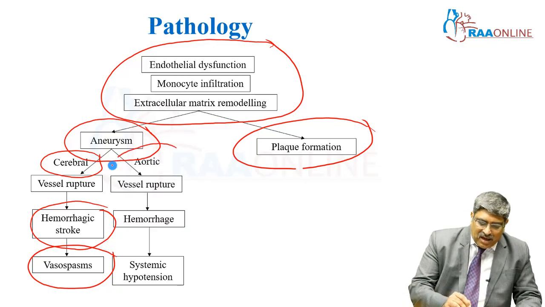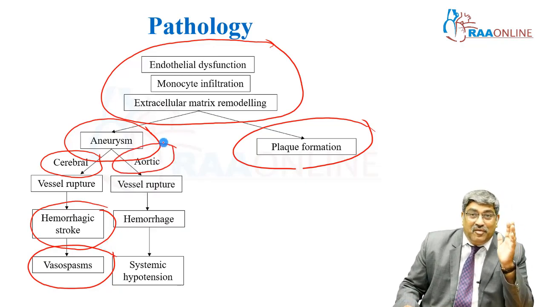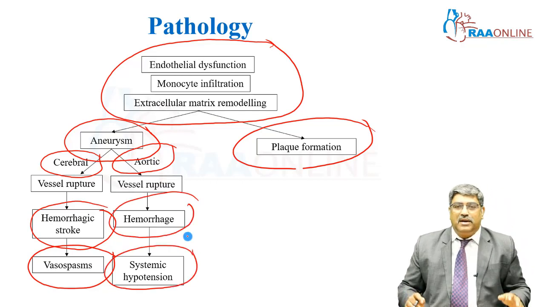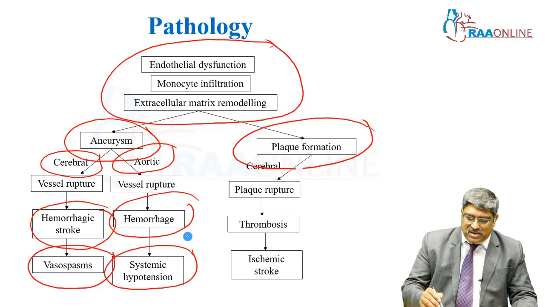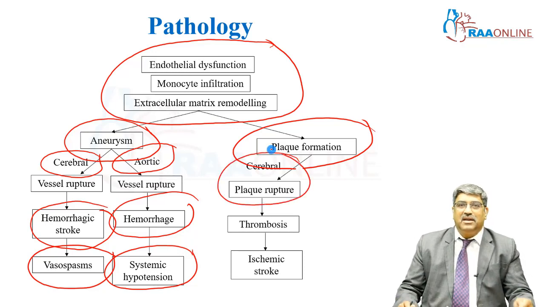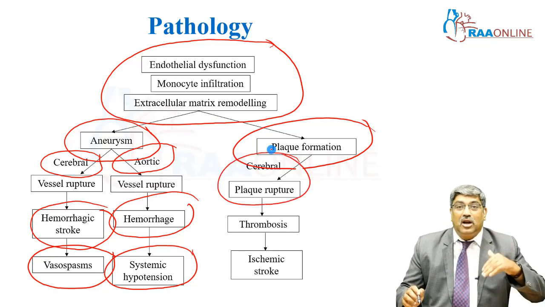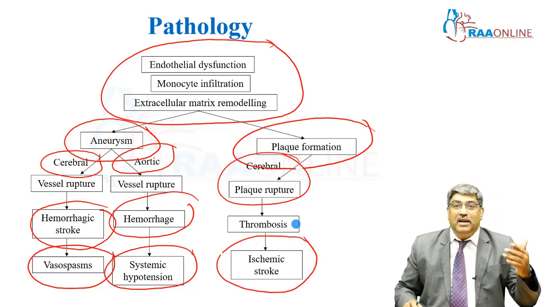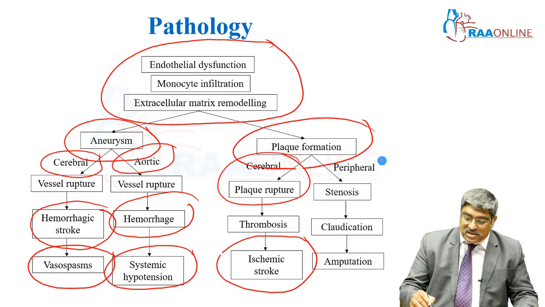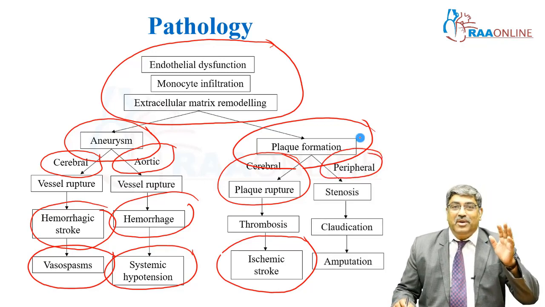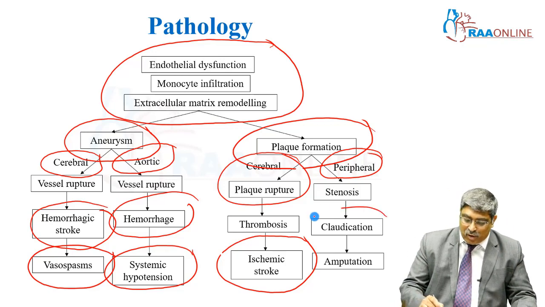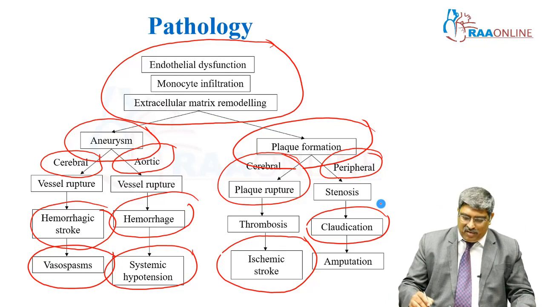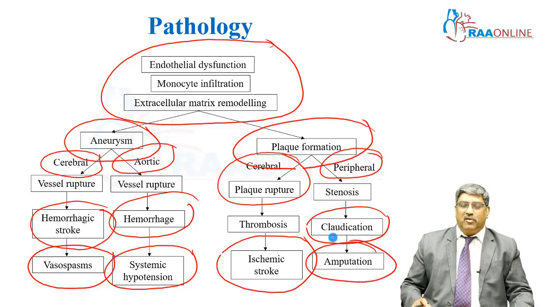If it happens in the aorta, there is going to be vessel rupture which leads to hemorrhage and systemic hypotension. If there is plaque formation in the cerebral circulation, there is going to be plaque rupture and thrombosis of that plaque which may cause ischemic stroke and hemiplegia. If it happens in the peripheral circulation, it is going to be peripheral vascular stenosis, there is going to be claudication and the patient might develop critical limb ischemia, finally leading to amputation of the limb.